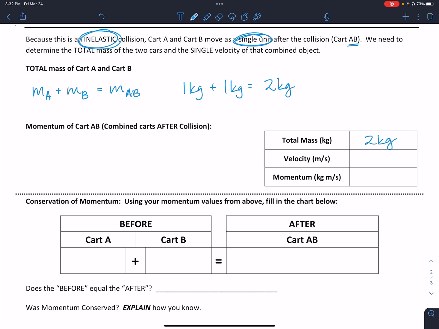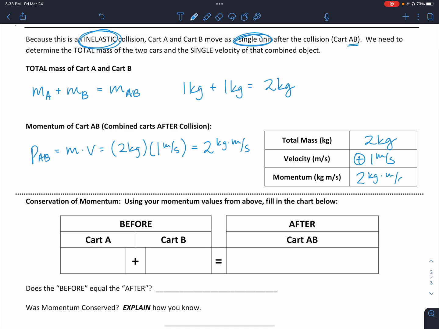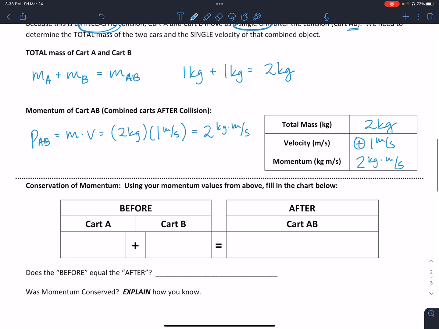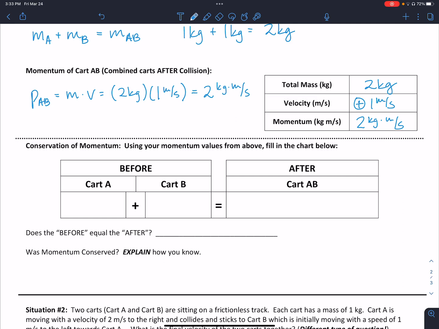Now, the problem told us that the velocity of the two carts after the collision was 1 meter per second to the right. So the momentum of this combined cart AB is equal to its mass times velocity. So we have 2 kilograms times 1 meter per second, and we get a momentum of 2 kilograms times meters per second for that combined momentum. Now to check for conservation.